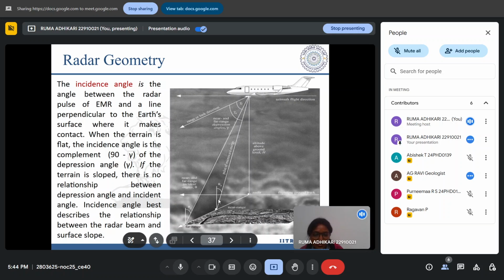Here it might not look like it, but our earth is undulated, so the perpendicular line is different everywhere. So the incidence angle is measured from that perpendicular. This perpendicular line might be this way also, and in that case it will be that angle.